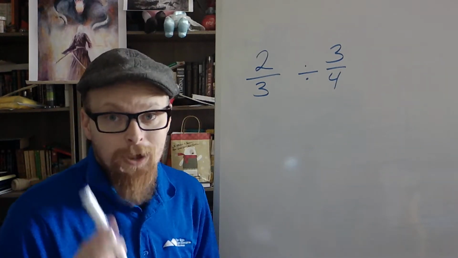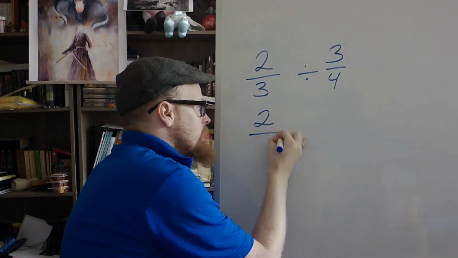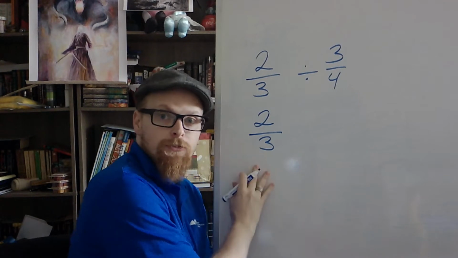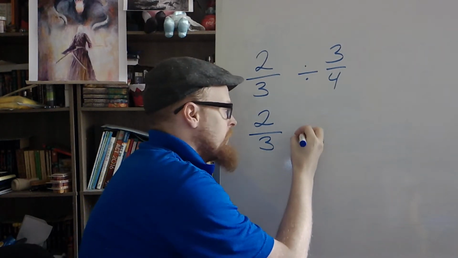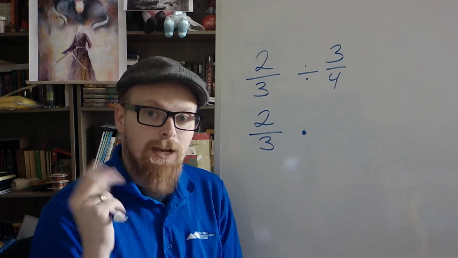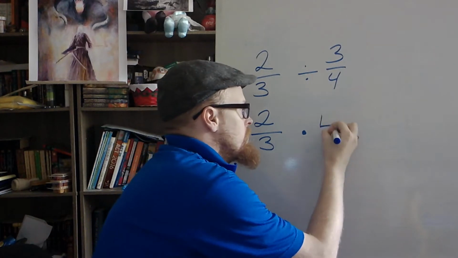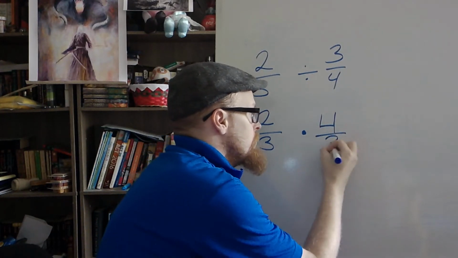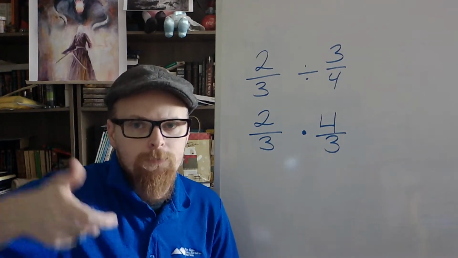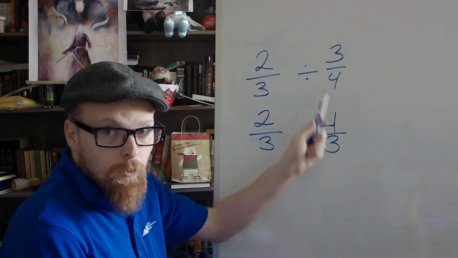You don't divide fractions. You rewrite it as a multiplication problem. You keep your first fraction exactly the same, so 2 over 3 stays 2 over 3. You put your multiplication dot. And then when you rewrite the second fraction, you flip it. You get what's called the reciprocal, or the inverse. You flip it over. So now I have 4 over 3 instead of 3 over 4.